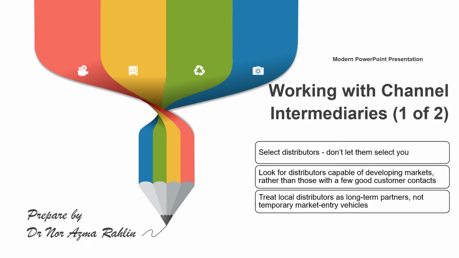Second step, look for distributors capable of developing markets rather than those with a few good customer contacts. At this step, a distributor with good contacts may appear to be the obvious choice in terms of generating quick sales and revenue.